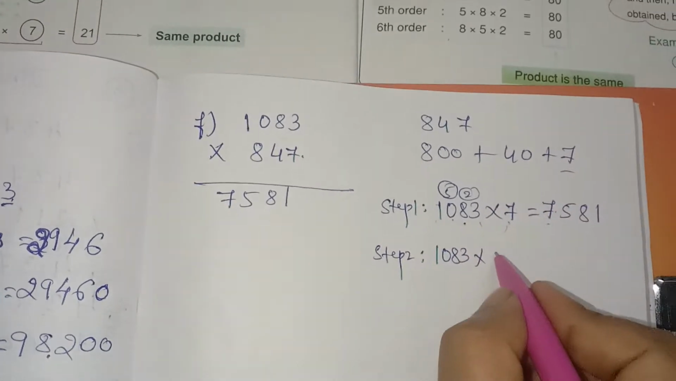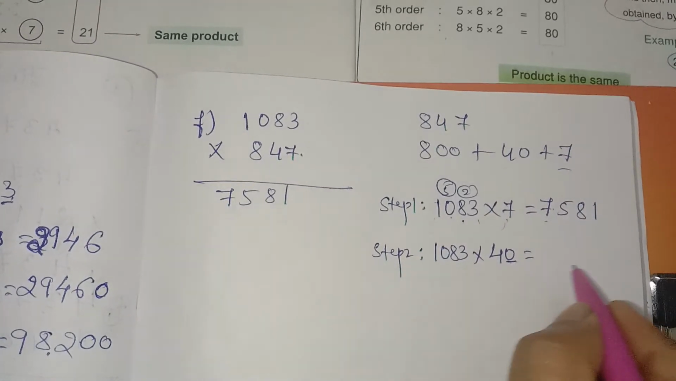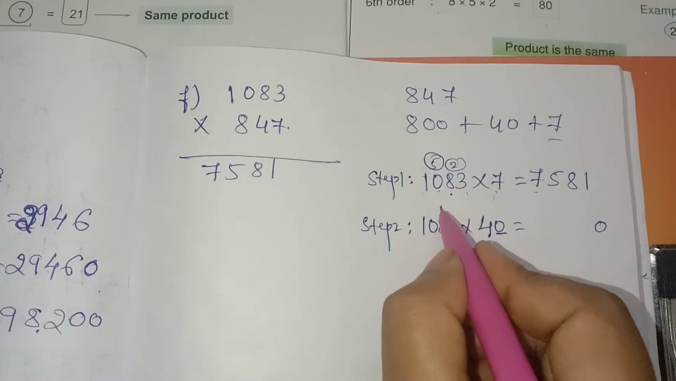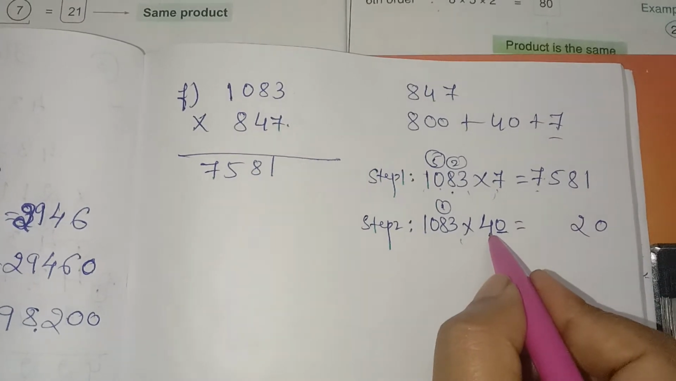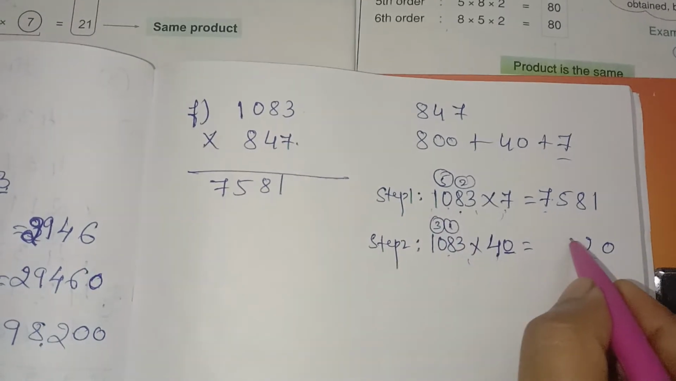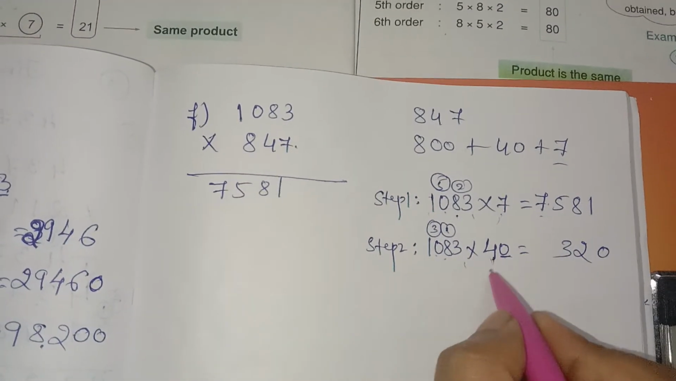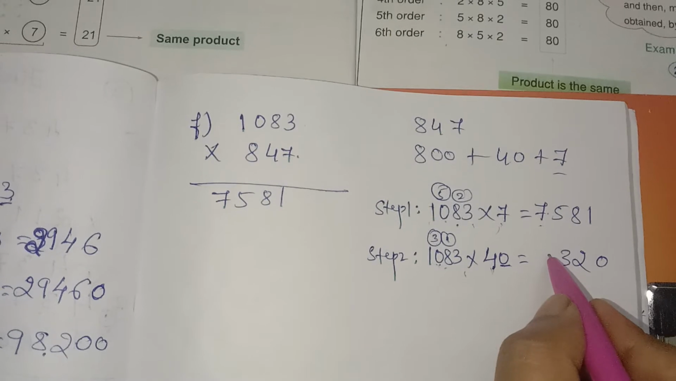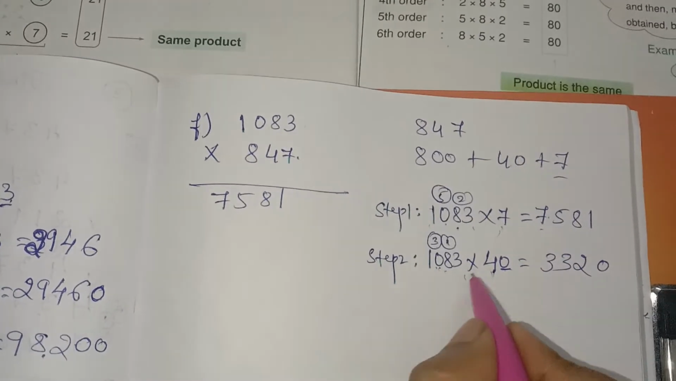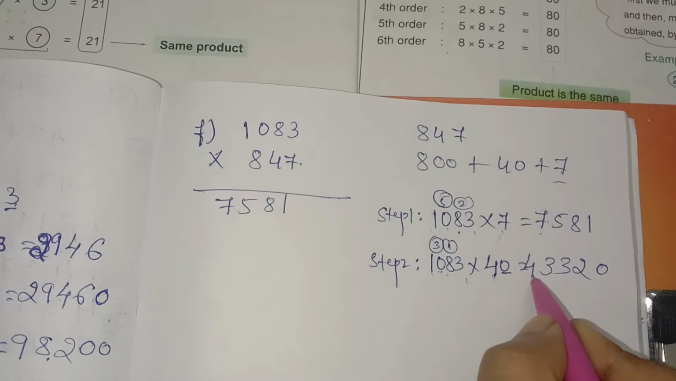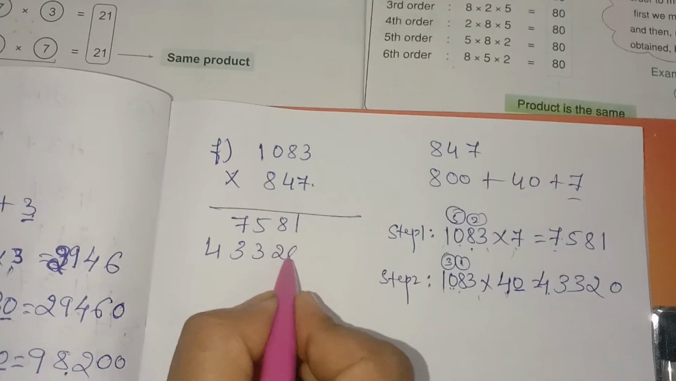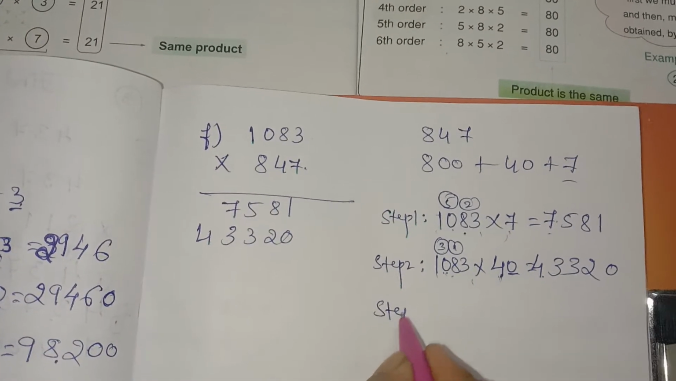Step 2, 1083 multiply by 40. I have 1 zero, I'll write 0 here. 4 3s are 12. 4 8s are 32 plus 1 is 33. 4 zeros are 0 plus 3 is 3. 4 ones are 4. I got 43320 in step 2.